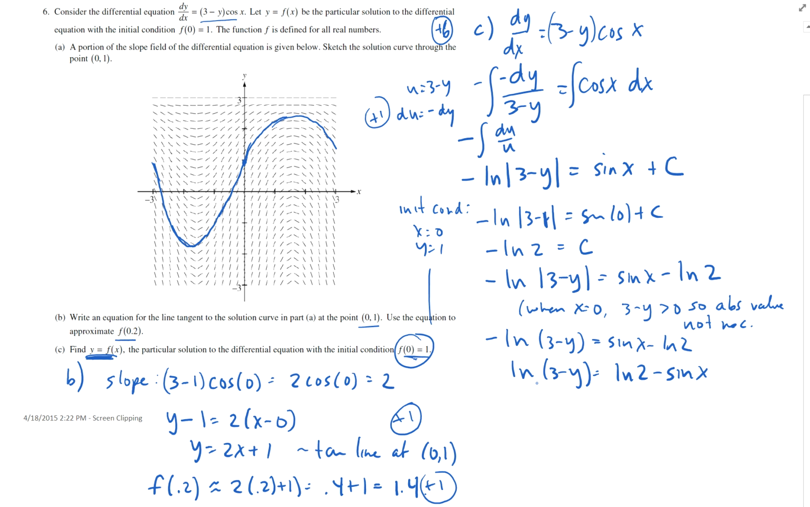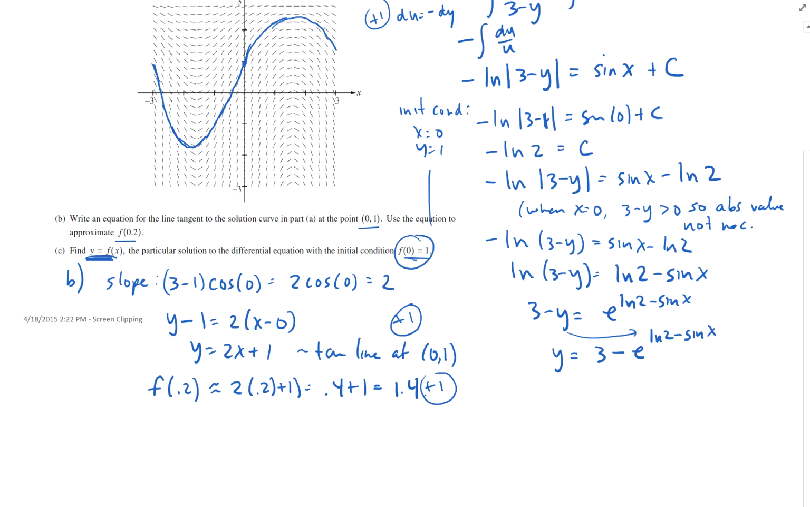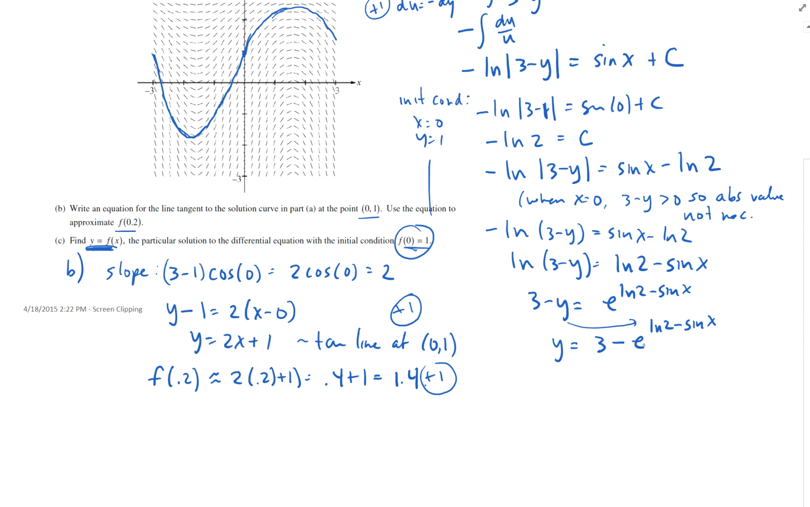And then this is base e, so it'll be 3 minus y equals e to the natural log of 2 minus sine of x. Again, solving for y, I'm going to go ahead and add the y and subtract that, so I get y equals 3 minus e to the natural log of 2 minus sine of x. Now, I think that's okay if you leave it like that. I'm going to go ahead and write a couple more steps in case you see it written differently.